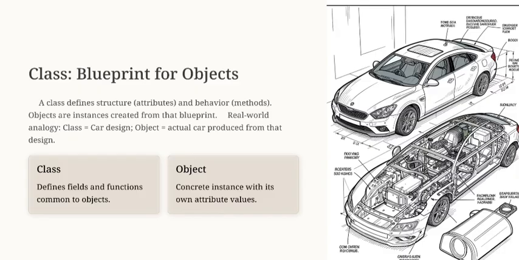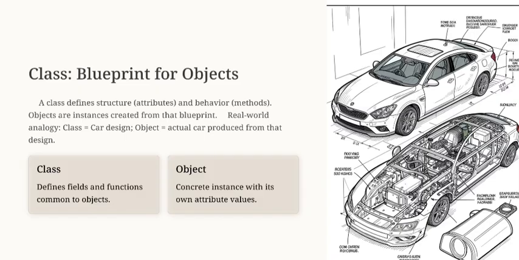So now let's understand the most important terms in OOP, class and object. These two concepts form the foundation of OOP. What is a class? A class is a blueprint or template for creating objects. A class defines attributes and methods. Think about a class as a design.